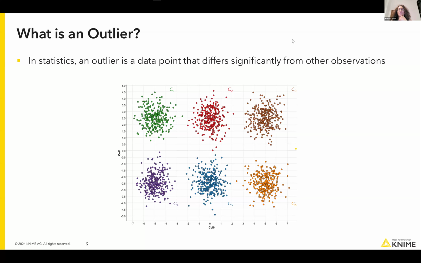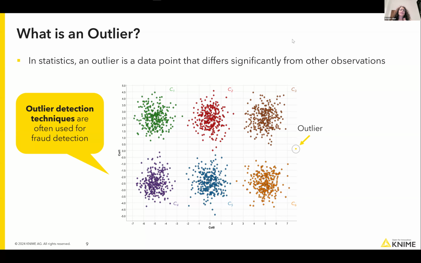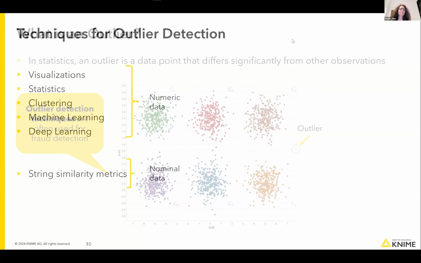So what is an outlier? Here you can see a bunch of data. They are all somehow close to each other. There are areas with high density of data, but then there is one point that stands alone somewhere else, far away from all the other areas densely populated, and this is the outlier. So an outlier is something that is distant enough, that is different enough from all the rest of the data set. So outlier detection techniques are often used for fraud detection.